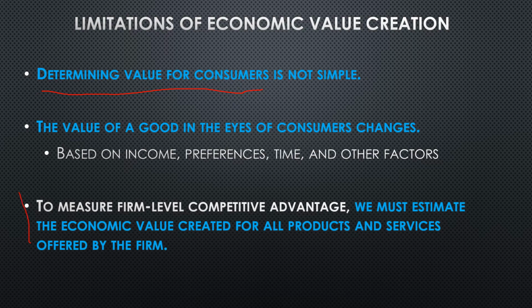Finally, to measure firm-level competitive advantage, we often have to estimate the economic value created for all products and services offered by the firm. Typically, firms don't just make one product or service. They make a variety of them. With large conglomerates like Amazon, there are whole different divisions making and doing different things. We could do economic value creation by division, but there are some limitations here.